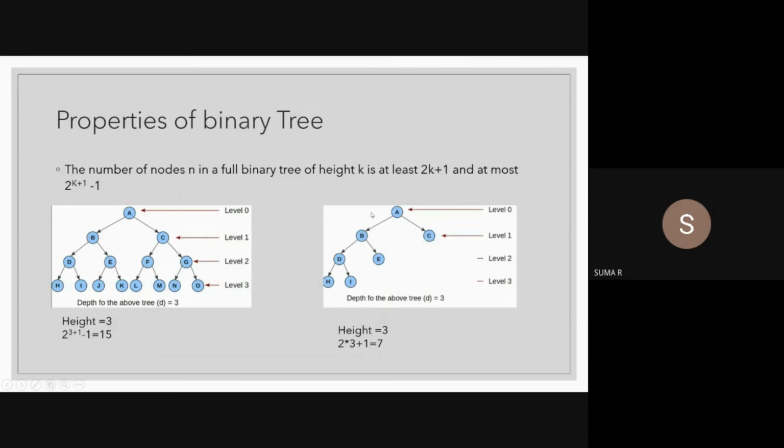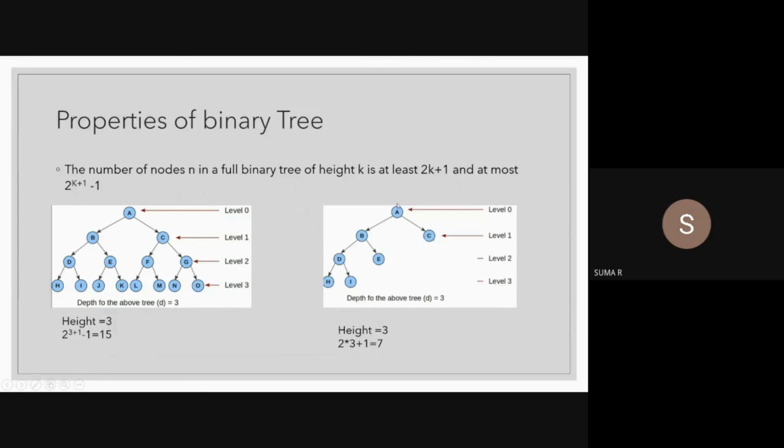Now the next one, the least number of nodes for a full binary tree. So this is a full binary tree of height 3 with the minimum number of nodes. Okay, so this is a full binary tree, see, because every node has 2 children. Hence, it is a full binary tree with the minimum number of nodes.